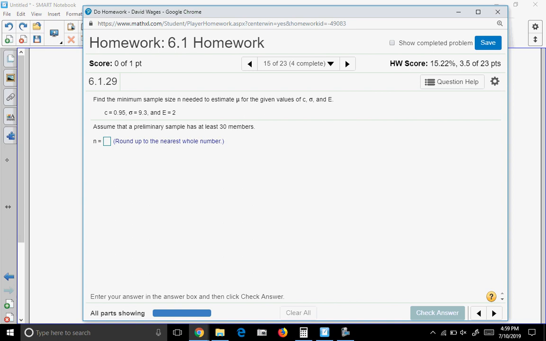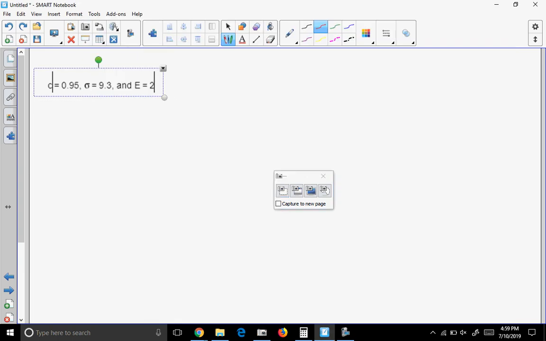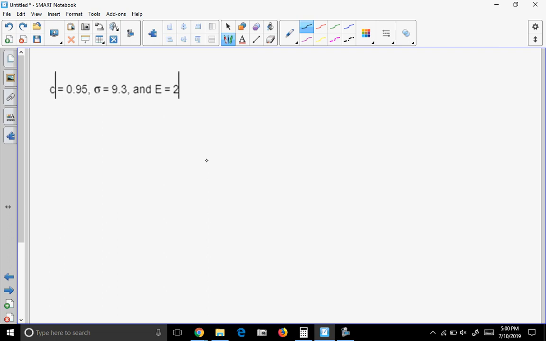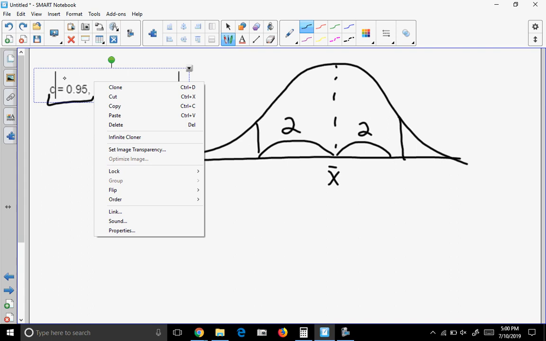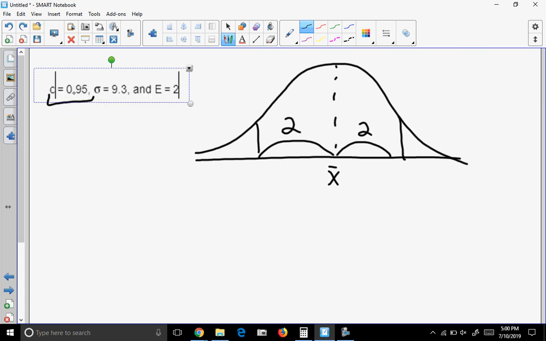Alright, so let's do this one next. Find the minimum sample size to estimate the mean of the population for the given values. So let's copy our given values. So if we sketch a distribution, in the middle we have the mean. Our margin of error is 2. They give us a standard deviation, and they give us the confidence level. So remember, we've done this confidence level several times, of 0.95.